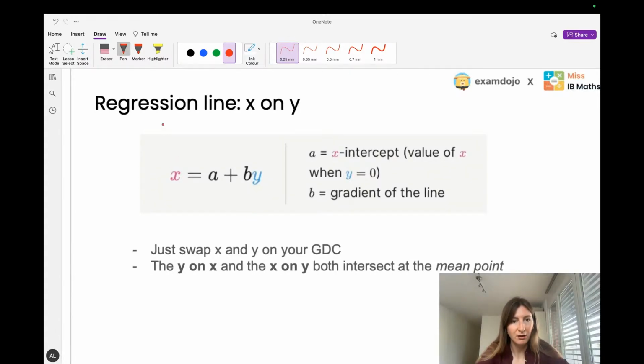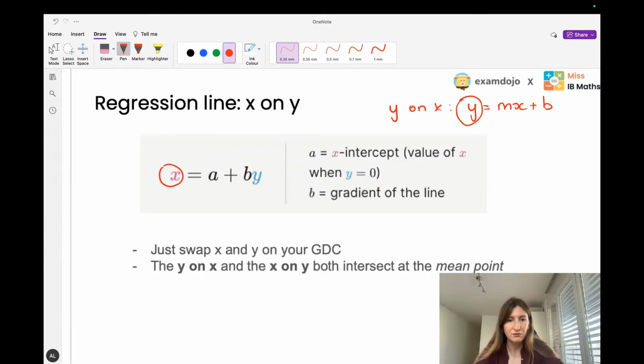So instead of it being, let's write it over here, y on x, that's the one we just did, where it was y equals, let's put it in terms of a as well, mx plus b. We now have x on y, so x is the subject instead of y. Now we can't just rearrange our formula here to make y the subject. It doesn't work like that. These are different lines. Even though it's the same data, they're going to be different lines.